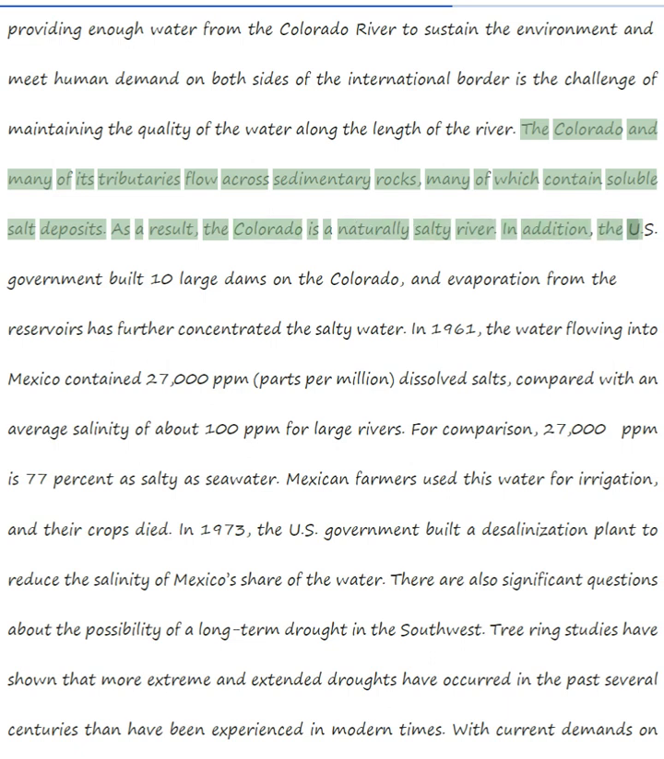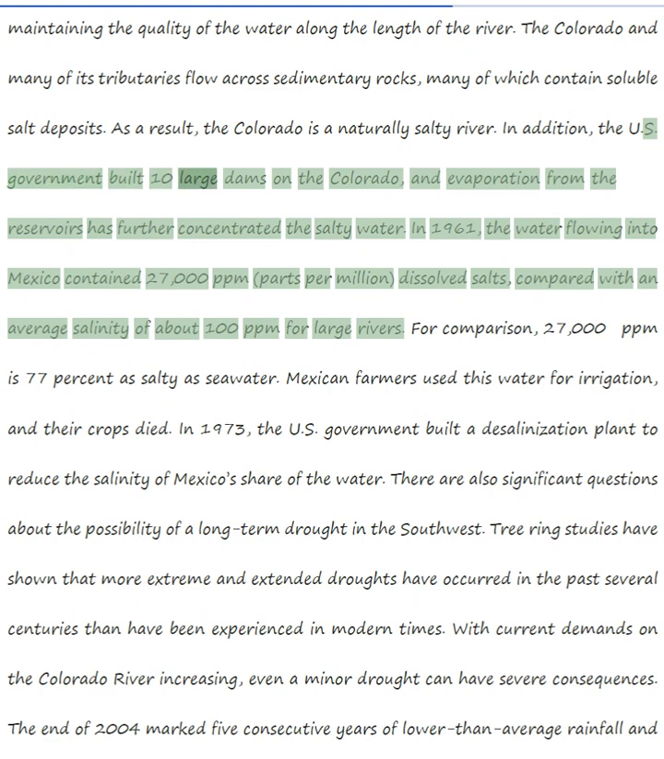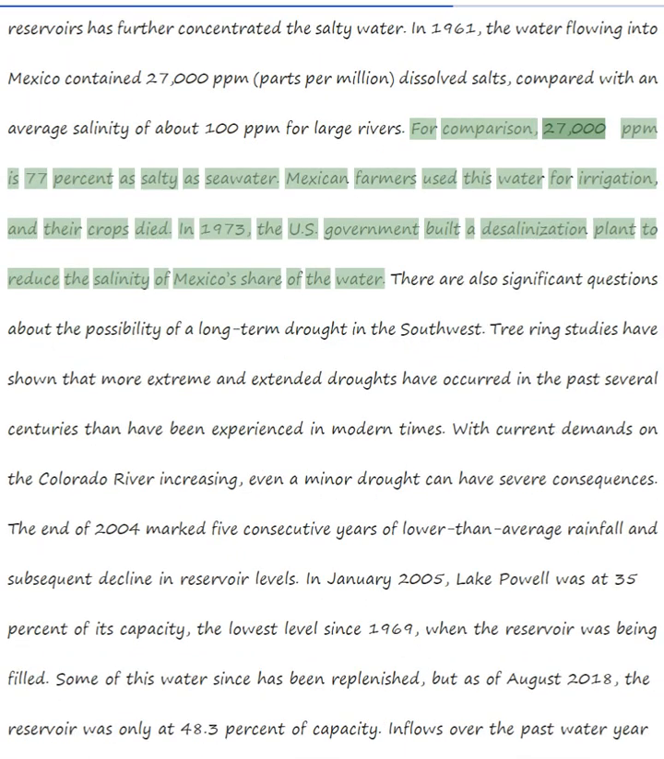In addition, the U.S. government built 10 large dams on the Colorado, and evaporation from the reservoirs has further concentrated the salty water. In 1961, the water flowing into Mexico contained 27,000 ppm dissolved salts, compared with an average salinity of about 100 ppm for large rivers. For comparison, 27,000 ppm is 77% as salty as seawater. Mexican farmers used this water for irrigation, and their crops died. In 1973, the U.S. government built a desalination plant to reduce the salinity of Mexico's share of the water.